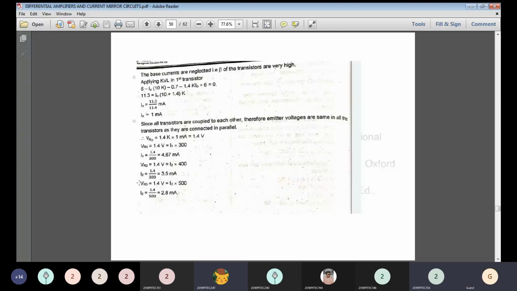For the resistor R3, what is the value of I2? Sorry, this is I3, it's not I2, it's I3. I1 value is this one. I2 value is this one. And I3 value is 1.4 divided by 500, which is 2.8 milliamps.